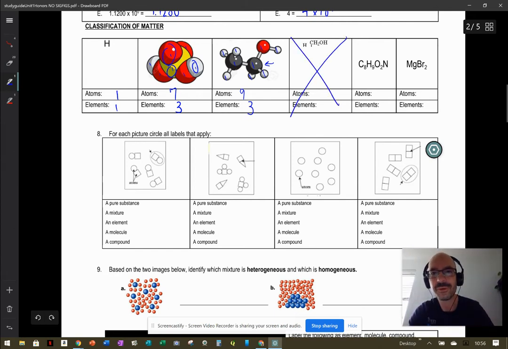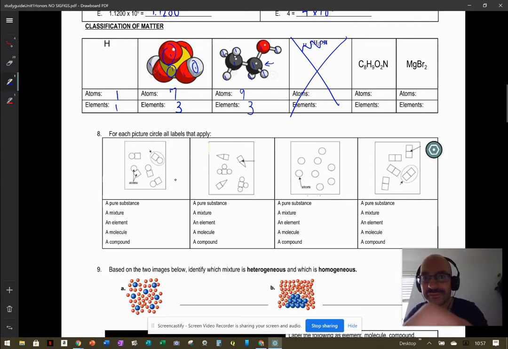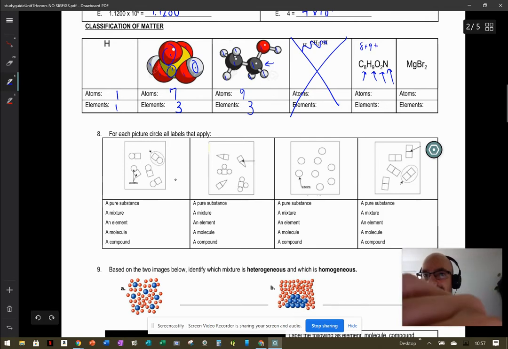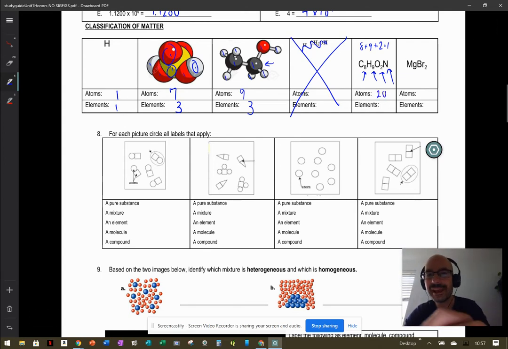This one did not format well, so I'm going to cross it out because something happened with the formatting, and it didn't show the whole structure. This one, to figure out how many atoms, we have to add up the total number in those subscripts. If it doesn't have a subscript, it's assumed to be 1. So we have 8 carbon plus 9 hydrogen, which would give us 17, plus 2 oxygen, which will give us 19, plus 1 nitrogen, which will give us 20. 20 total atoms. How many elements? Well, we've got carbon, hydrogen, oxygen, and nitrogen. So that'll give us 4.